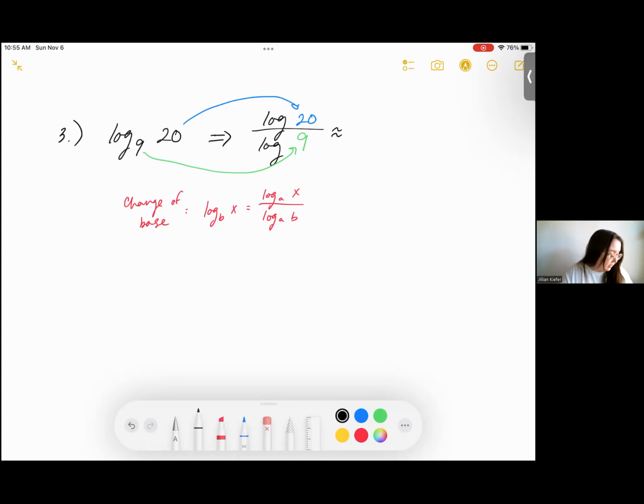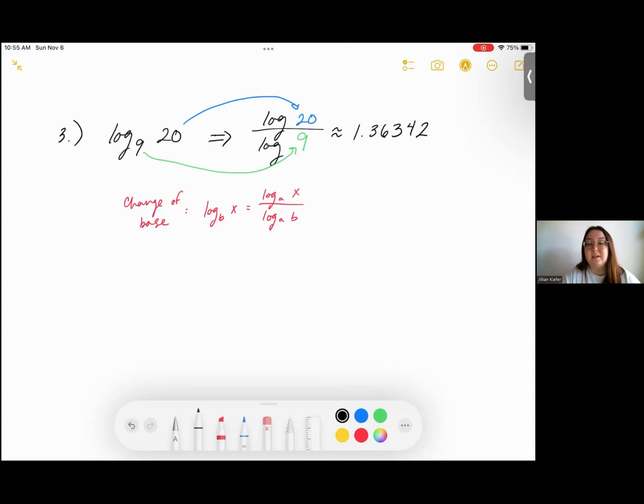And using our calculators, we said this came out to 1.3634, and rounding to 5 decimal places would come out to 1.36342.